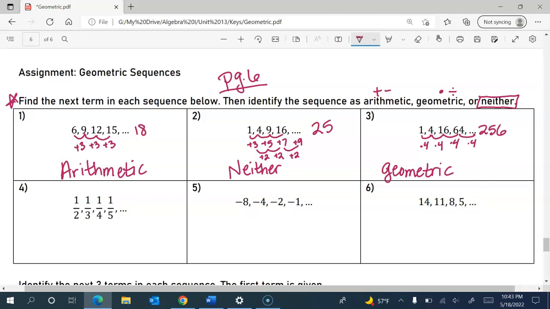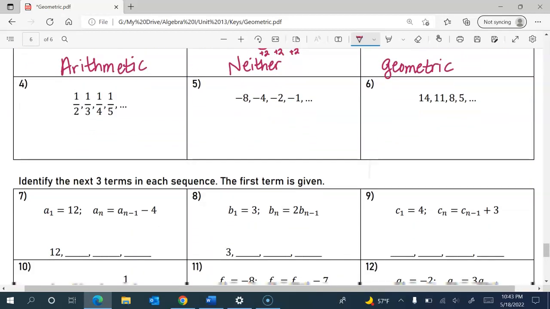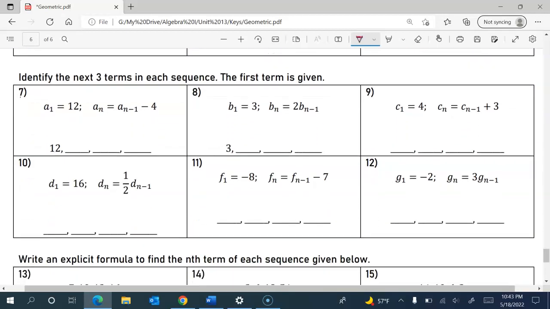Okay. So your job will be to finish 4, 5, and 6. I'm going to go through a few of all of these, and then I'll give you time to go back and finish. So identify the next 3 terms in each sequence. The first term is given. Okay, so you're going to have to use these recursive formulas. Probably be a good idea to write that in there. This is recursive because I need to know what the previous term was.